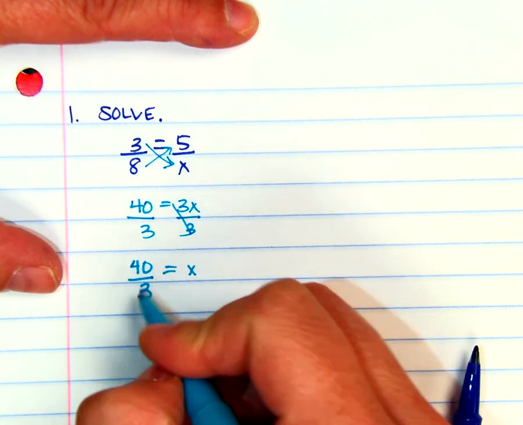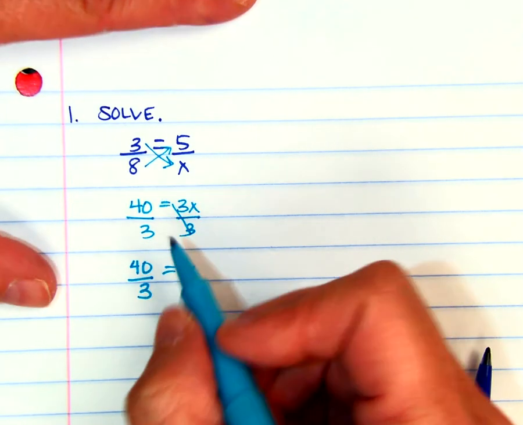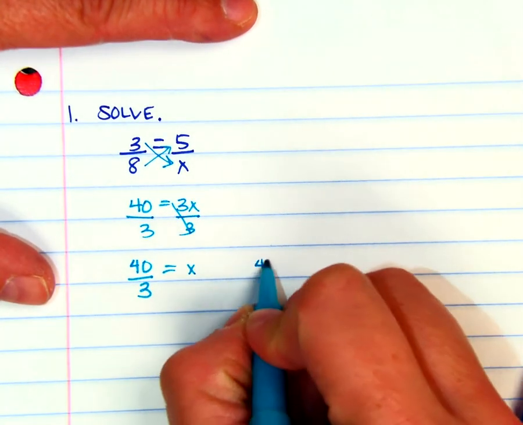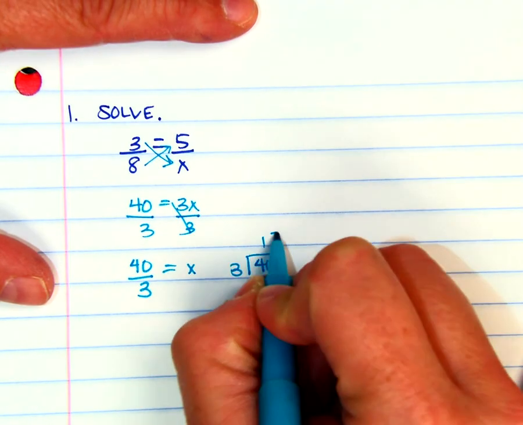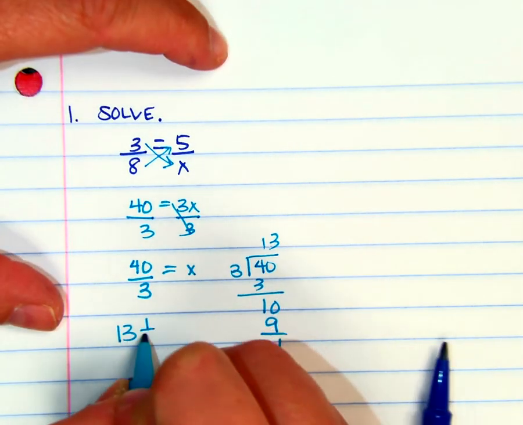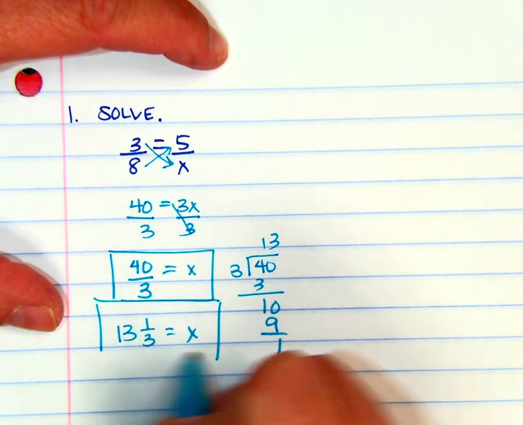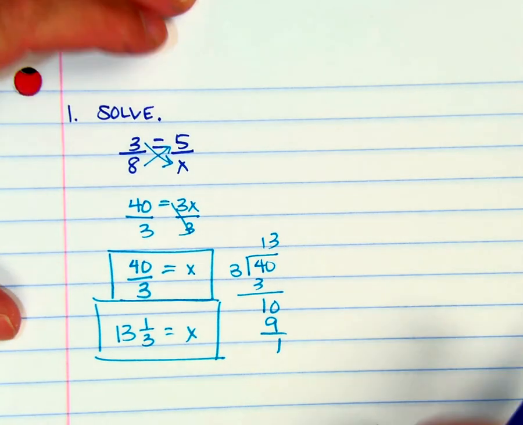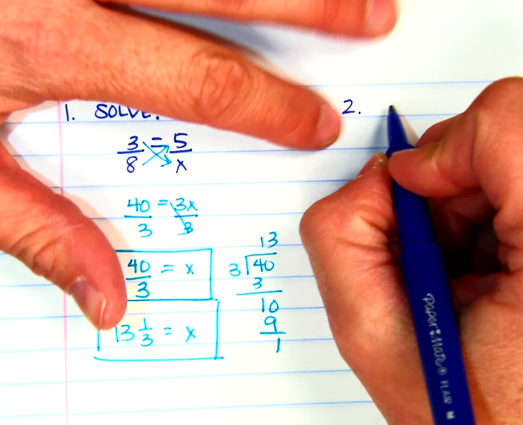It does not reduce. Don't panic. This is a perfectly good value for me. If you want to convert it to a mixed number, you would either use your calculator and convert it or do the division and get 13 and 1/3. Both of them are perfectly good values. Let's go on to another one. A little bit more algebra involved.